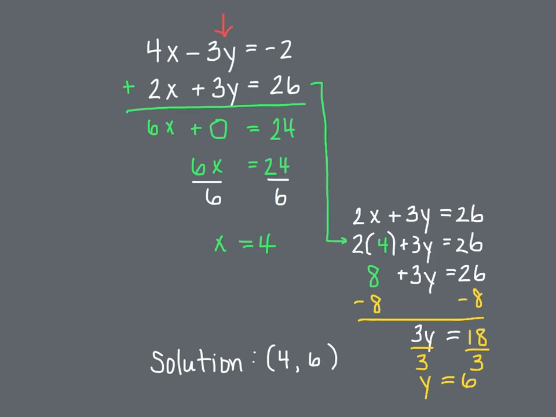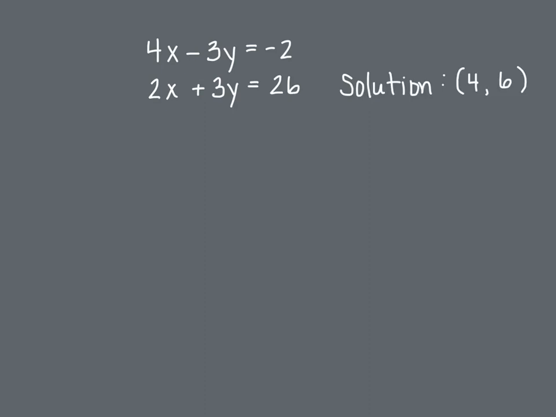If I've done all of my math correctly, then the solution should be the point 4, 6. And this represents the point where the two lines intersect. If I'm not sure of my answer, or I want to check my work, which I should always do, I can always take this x and y value and substitute it in for both equations and make sure that I get a true statement.